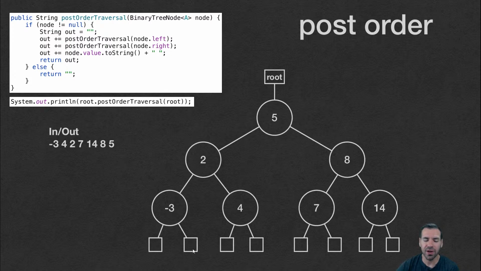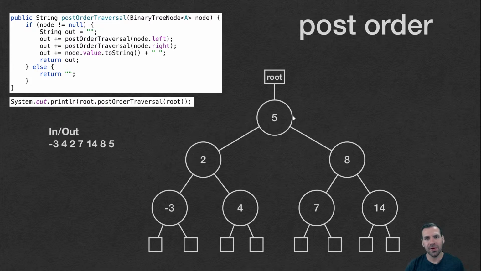return, recursive call on the right, return, and then finally visit our first node of -3, return, right recursive call, left recursive call, return, right recursive call, return, visit 4, return, visit 2, return, right recursive call, left recursive call, right recursive call, visit 7, return, right recursive call, visit 14, return, visit 8, return, visit 5.